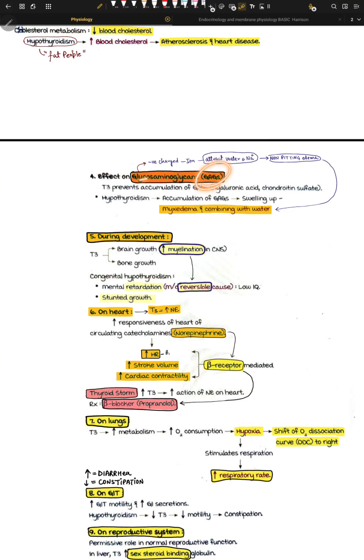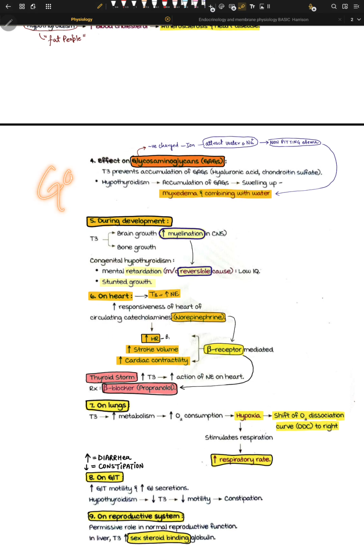GAGs, glycosaminoglycans, they are negatively charged, they attract Na and water, and then we have something called goiter. These are non-pitting edema, okay? We call it myxedema, mucin combined with water, okay? Development: for brain growth we need T3, for bone growth we need T3. Brain retardation is reversible. Once you give T3, the brain will be normal.